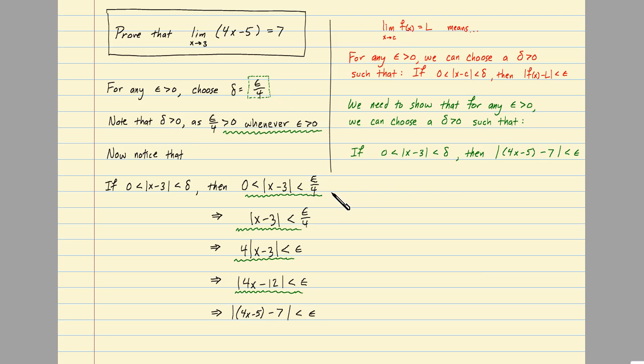Now, we have shown everything we needed to show over here that we mentioned in green, right here, and so we can conclude the limit as x approaches 3 of 4x minus 5 actually is 7. That's it. That's all there is to it.